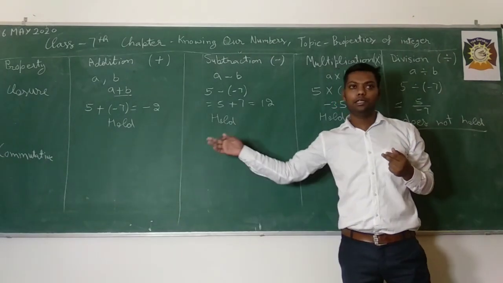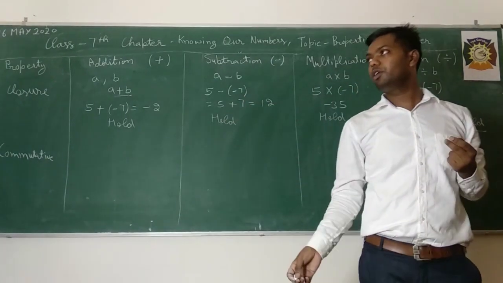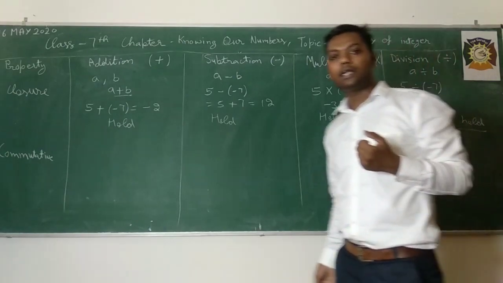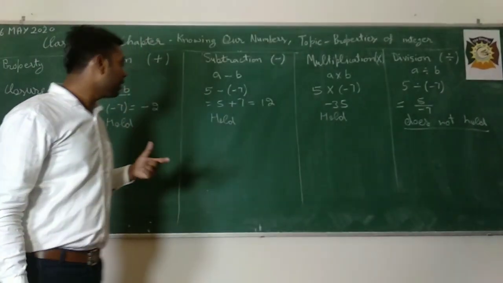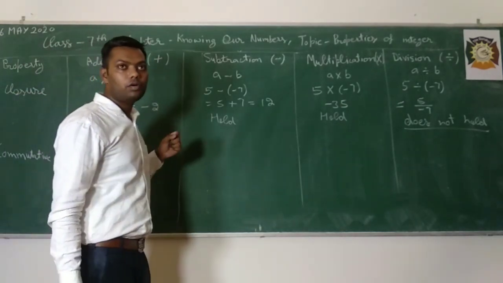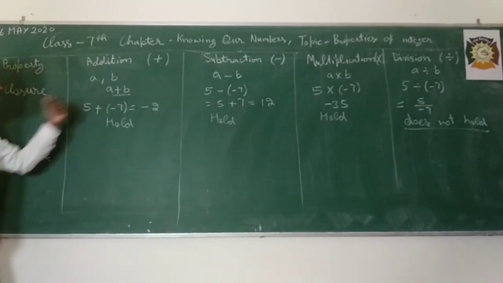Then apply the operation: addition, subtraction, multiplication, or division. If we get the same result after changing their order, then we say that the commutative property holds. Let's see in the case of addition.